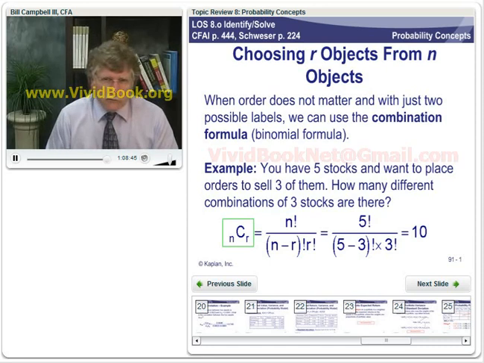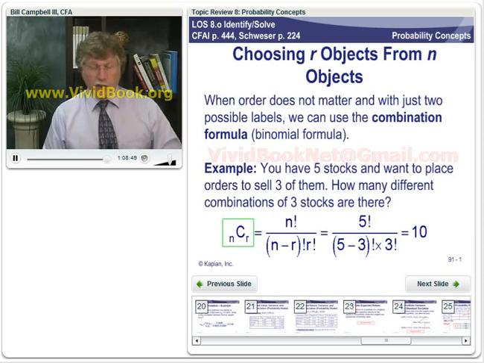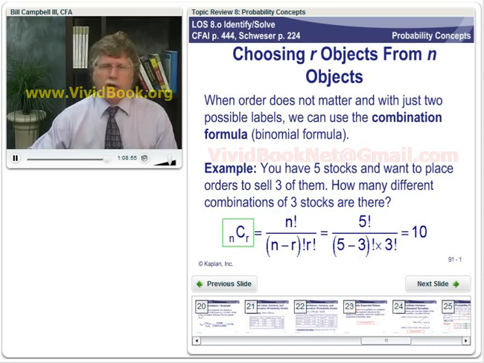Again, I think CFA Institute wants to test you on this, but this might not be the most realistic example for doing that because you're not arbitrarily going to pick 3 stocks to sell. Presumably you're going to do analysis and pick the 3 worst stocks to sell and keep the 2 good ones.